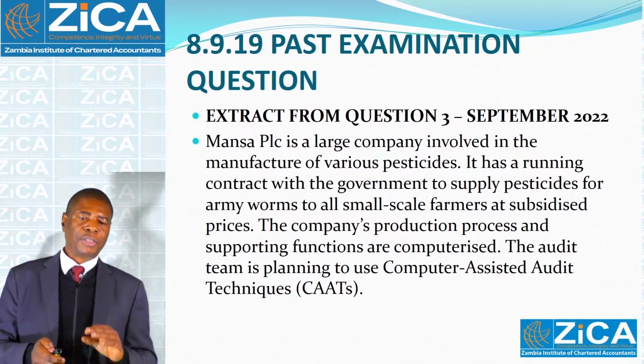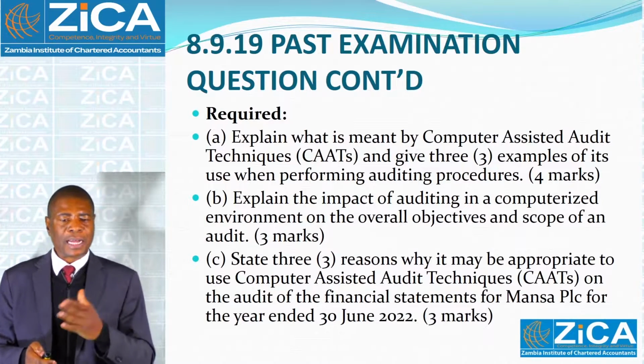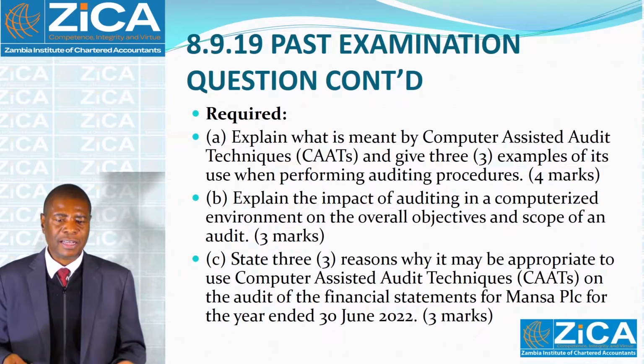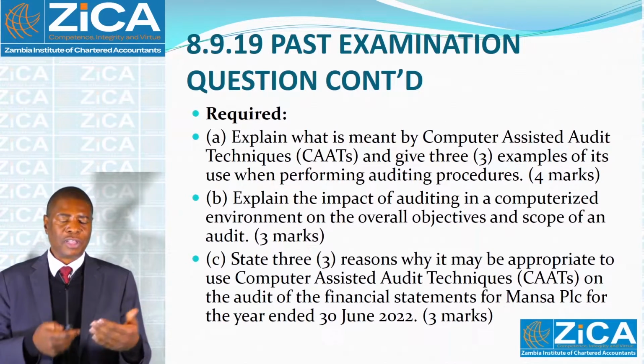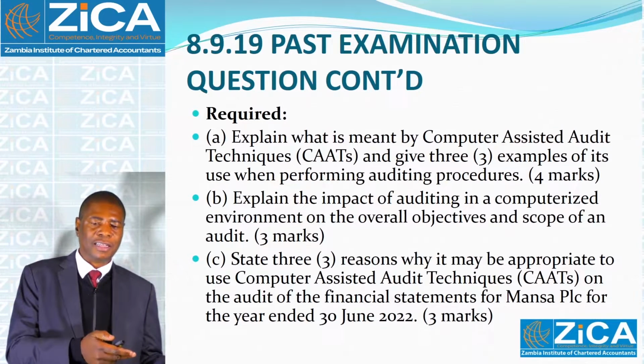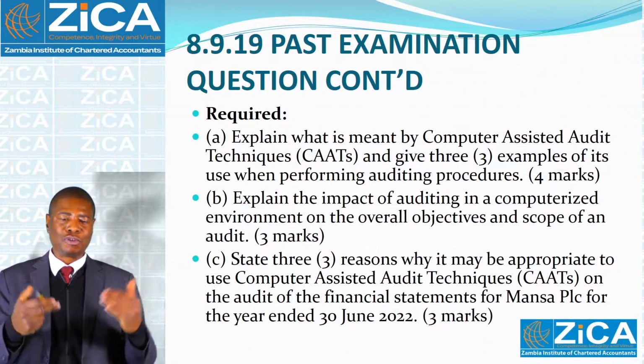There's a question from September 2022. Okay, explain what is meant by CAT, computer-assisted audit techniques. So again, that's knowledge-based. And give 3 examples. So there are 2 parts there. Most students just answer the other part. Okay, they don't give examples. So it's better you give examples. Those are 4 marks. It's not asking too much from you.